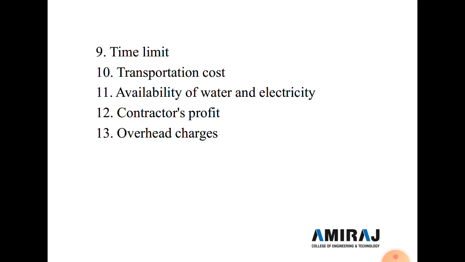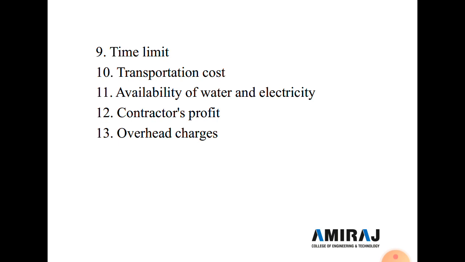And 11th is the availability of water and electricity. For almost all items of construction, water is required. To run the mixer machine, vibrator, driller machine, and reinforcement bar cutter, electricity is required. So in this type of machinery used, electricity and water are compulsorily required.